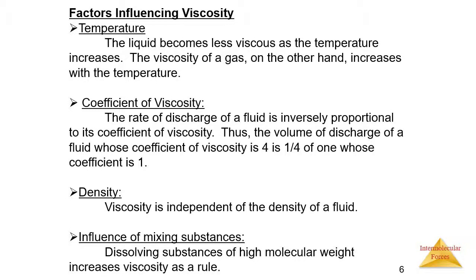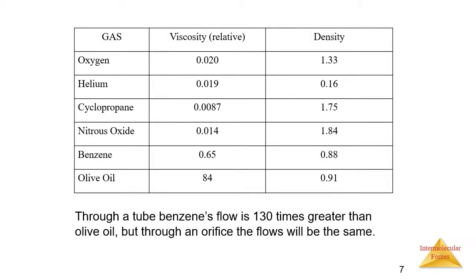It's important to remember that when the book speaks of these things, they're talking about ideal fluids and ideal gases, where there's no loss of energy. So as we talk about viscosity and flow, some of the things that we think about are our gases: oxygen, helium, nitrous. Of course, we use olive oil a lot because that's supposed to be comparable to some of the fluids in the body, and then benzene.